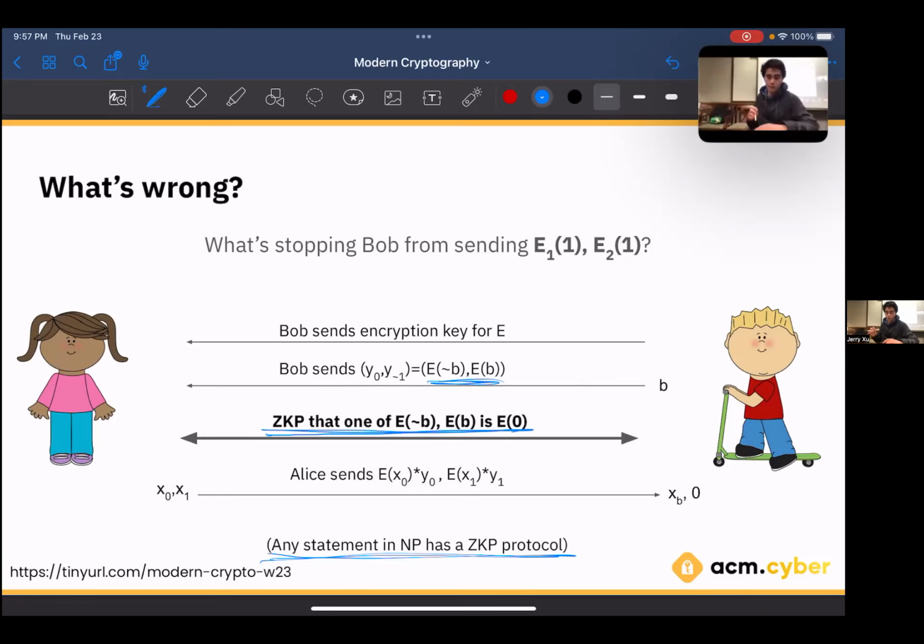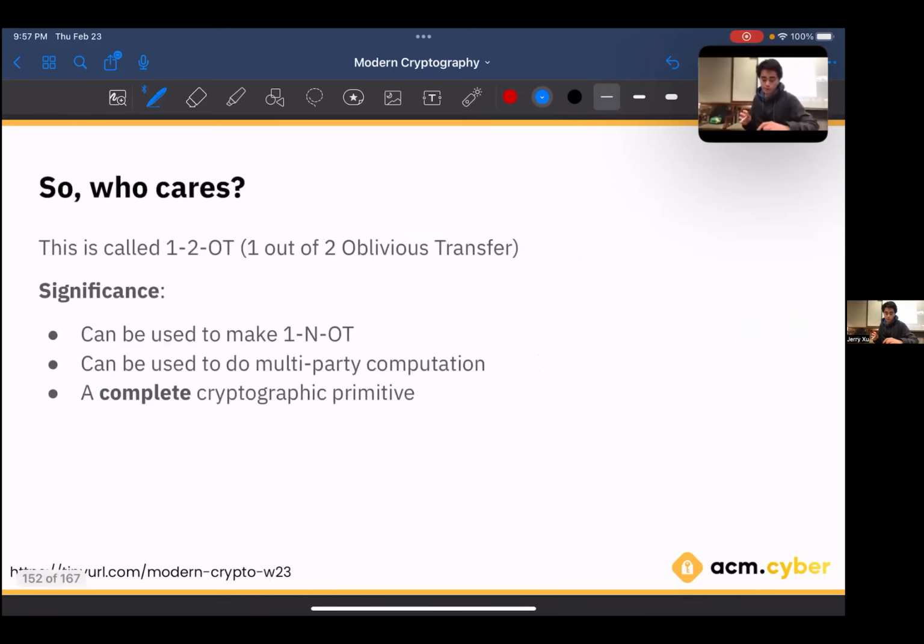All right, so the point is OT works. You can use it to make 1 out of N OT. Not that exciting. You can use it to do multi-party computation, which is slightly more exciting. And it's also a complete cryptographic primitive, which is even more exciting. Basically, what that means is once you have OT, you can build whatever else you want. It's not necessarily going to be efficient because you're doing OT all the time, but you can build whatever else you want out of it.